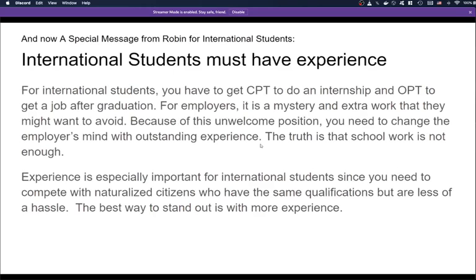All right, and now a special message from Robin to international students. Robin says that international students must have experience. Experience is especially important for international students since you're competing with naturalized citizens who have the same qualifications but are less of a hassle to deal with in terms of paperwork, essentially. So the best way you can stand out, again, experience is king. The best way to stand out is with more experience.